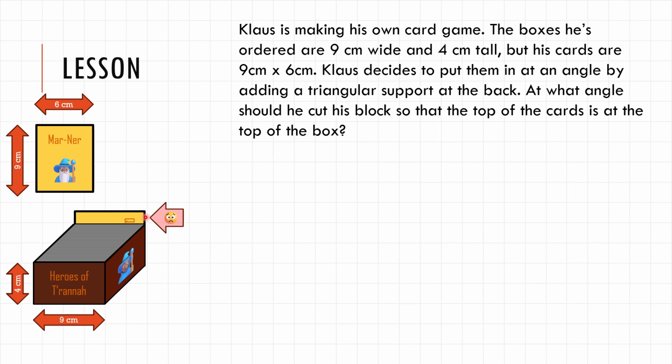So what Klaus decides to do is he puts them in at an angle. So he creates this little triangular block, and he puts this at the back of the box, and then all the cards can lie at an angle, so they're not as tall.